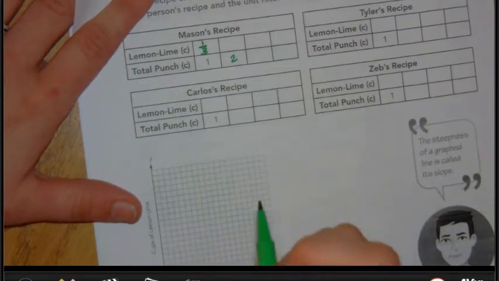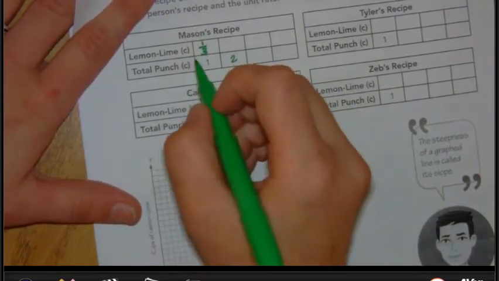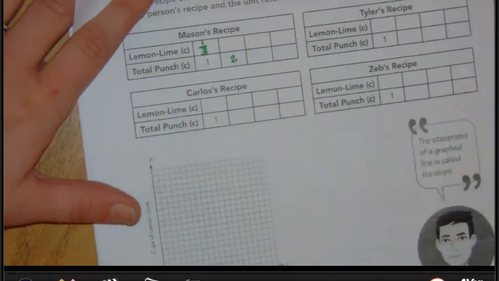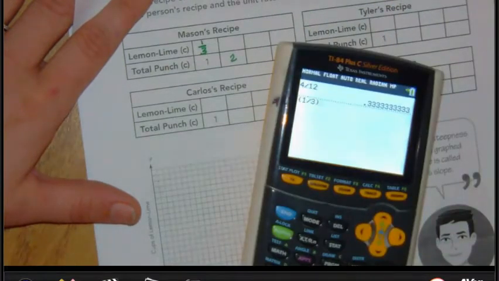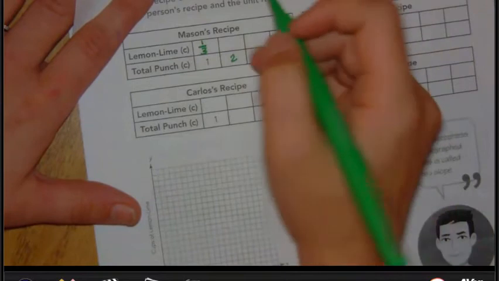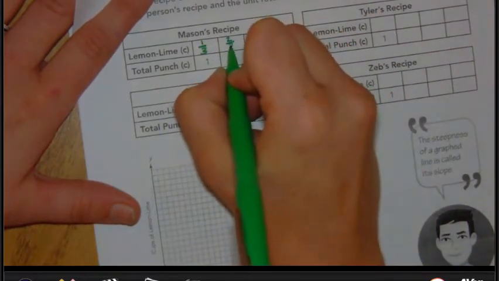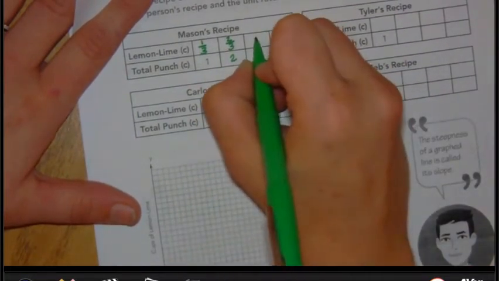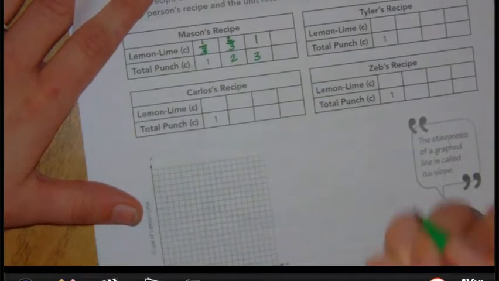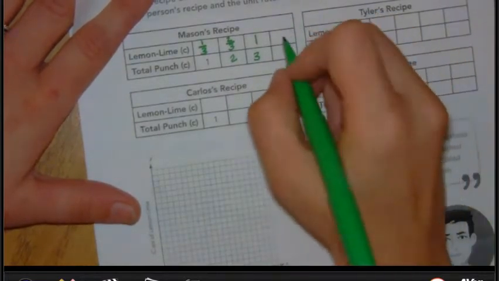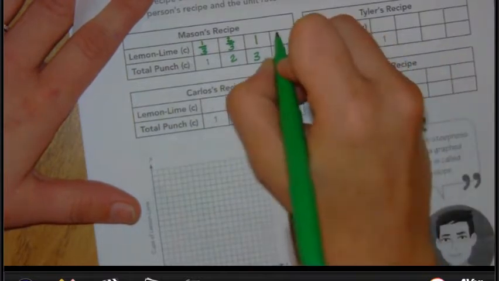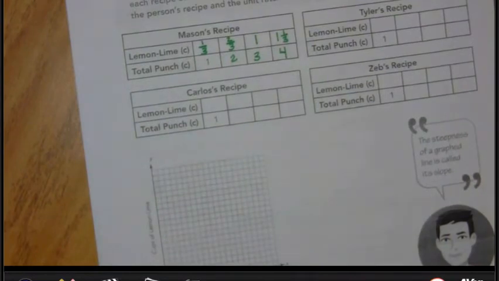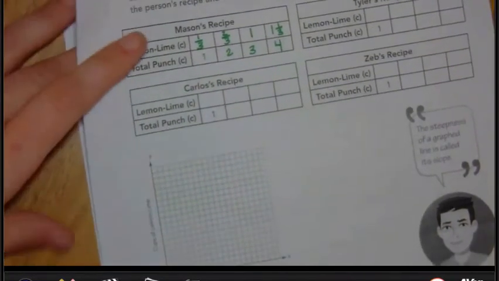All right. So 1/3 times 2 is going to be 2 over 6, which is, hang on, trying to make sure I get this all right. 1/3 times 2, I know I should be this, is 2/3. Okay, if I triple what I'm doing, it looks like I'm going to end up at 1 whole cup of lemon lime. And if I quadruple, I'm going to end up with 1 1/3 cups of lemon lime. Okay, that's for Mason's recipe.